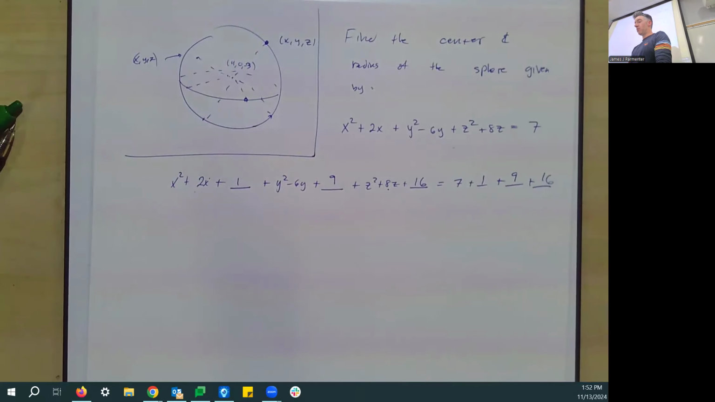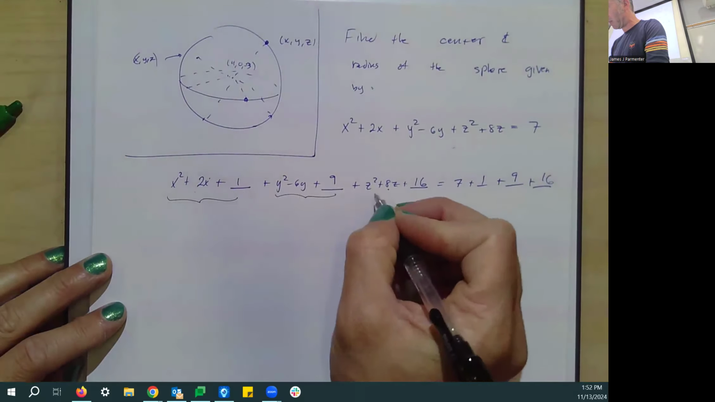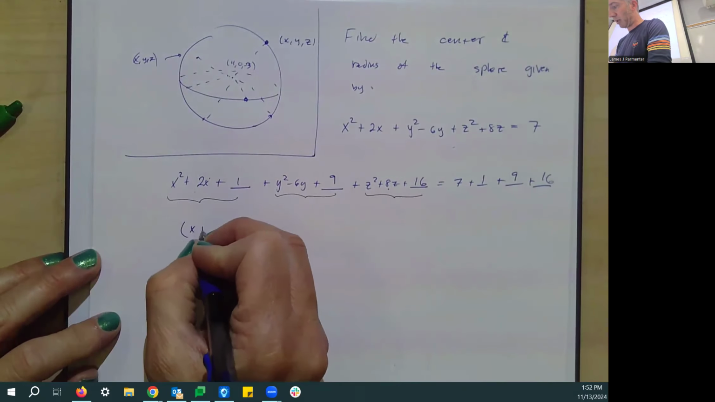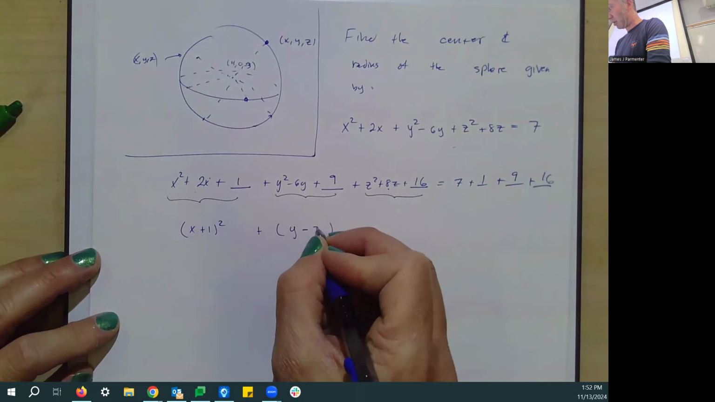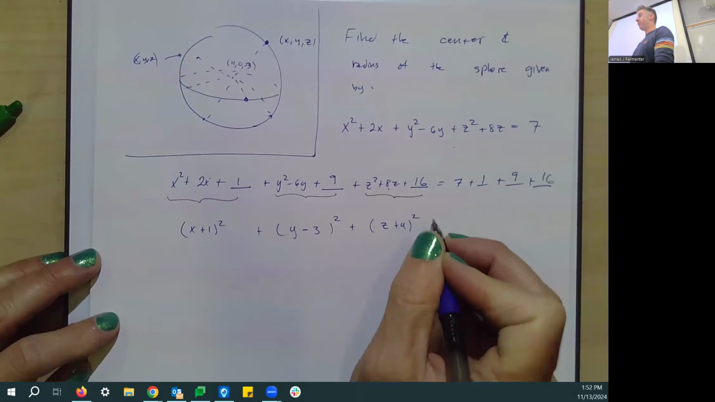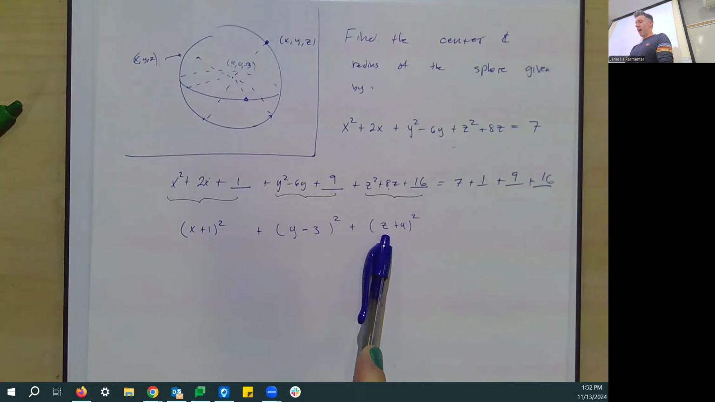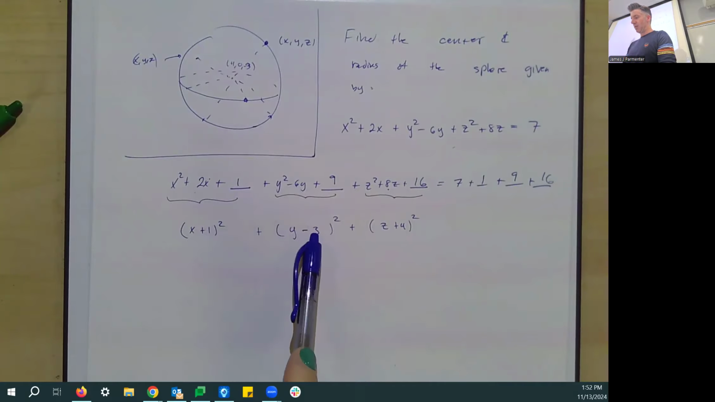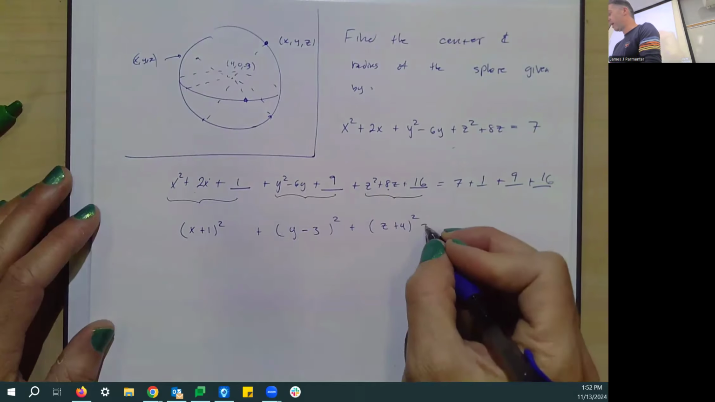The reason we've done that is because each of these three things, the x terms, the y terms, and the z terms, becomes some quantity squared. This is going to be x plus 1 squared, y minus 3 squared, and z plus 4 squared. I'll point out, the number inside the parentheses is always exactly half of whatever you had there. Half of 2 is 1, half of negative 6 is negative 3, half of positive 8 is positive 4. It always works that way.